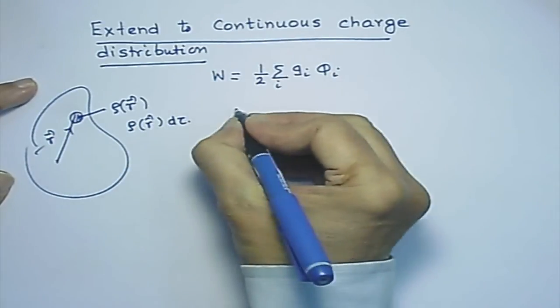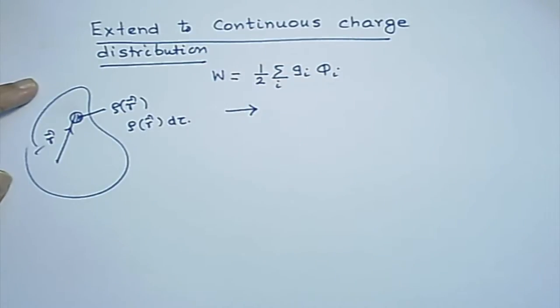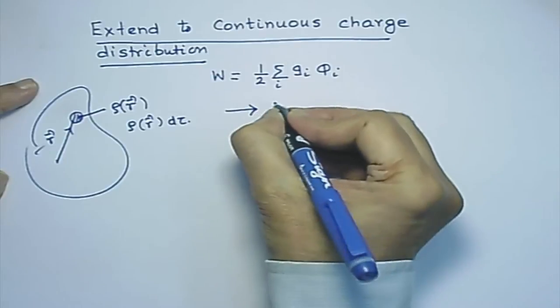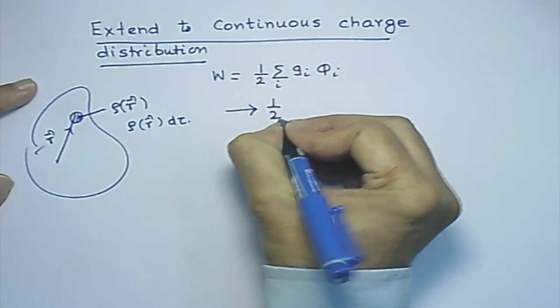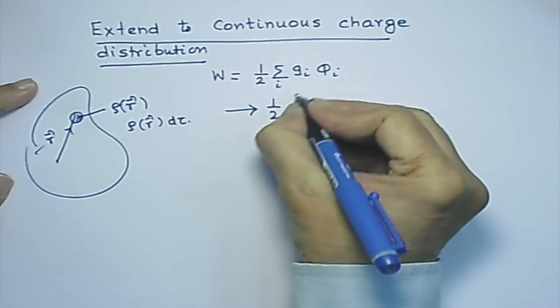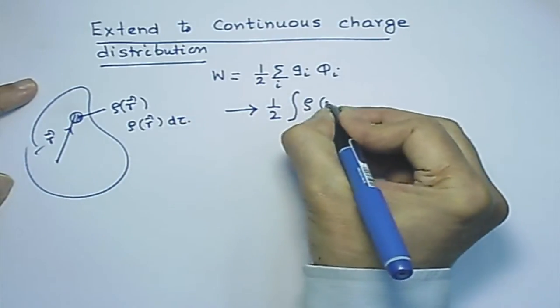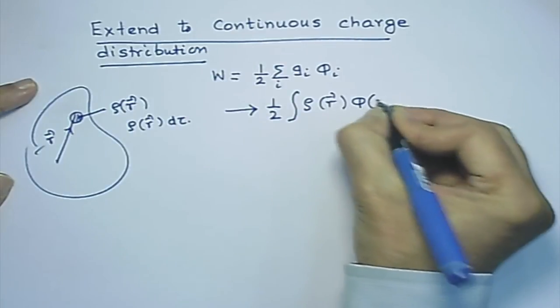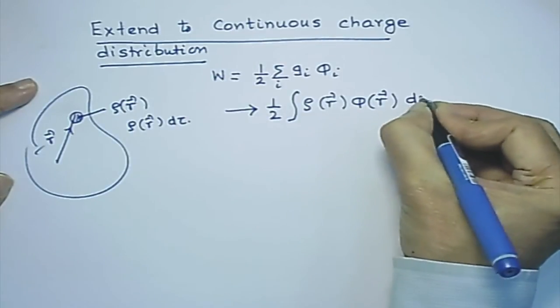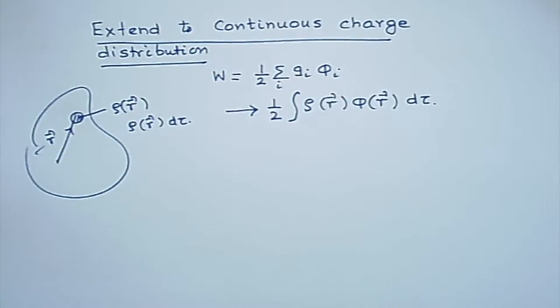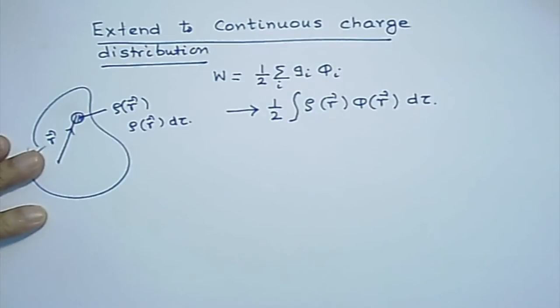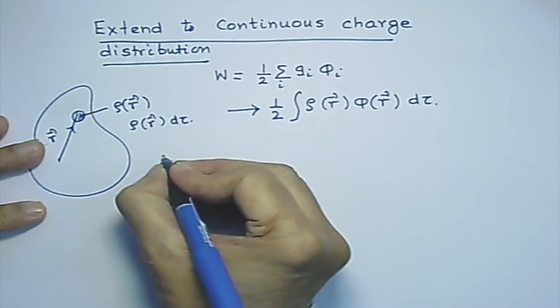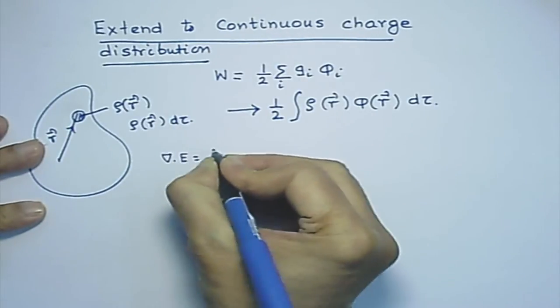So this tells me immediately that I can extend this to a continuous case by saying this is nothing but half, the charge is nothing but this quantity. So I get rho of r and of course phi at the position r and then d tau. So this is the expression for the energy for a continuous charge distribution, which is a straightforward generalization from this sum to an integral. Okay. Now let us do some algebra. The algebra is this, that I know del dot E is equal to rho over epsilon 0.